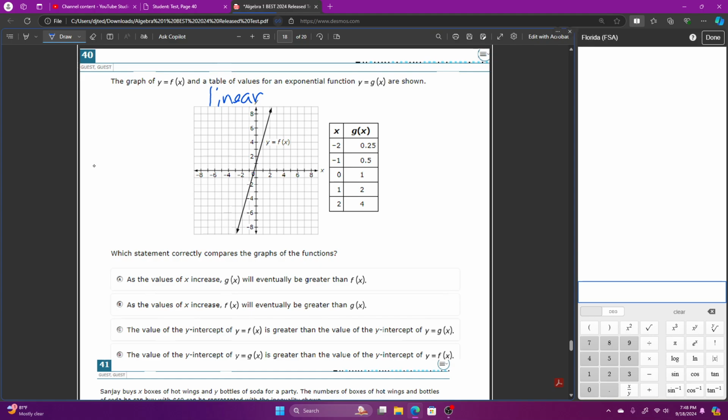And then this g of x, they give you just a few points. Just graph them really quick. When x is negative 2, y is 0.25. That's about there. When x is negative 1, y is 0.5. Just slightly higher. When x is 0, y is 1. When x is 1, y is 2. When x is 2, y is 4. So it's going like this.